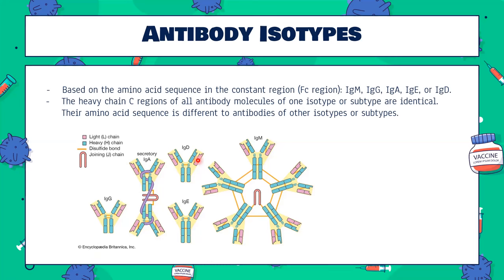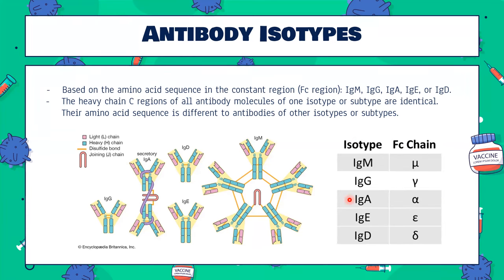Now, why are they different? If I'm just saying that, okay, at the FC region, there's a constant in every type, what makes them different? The differences in the FC chain in and of itself. For IgM, we have mu. For IgG, we have gamma. For IgA, we have alpha. For IgE, we have epsilon. And for IgD, we have delta. The letters make so much more sense when you guys correlate them to the FC chain that you have. Okay? So the FC chain, which is the constant region, is what actually determines it, and it is different in every different type of isotype.